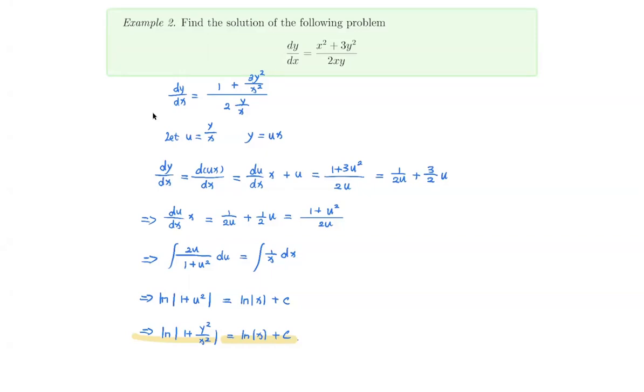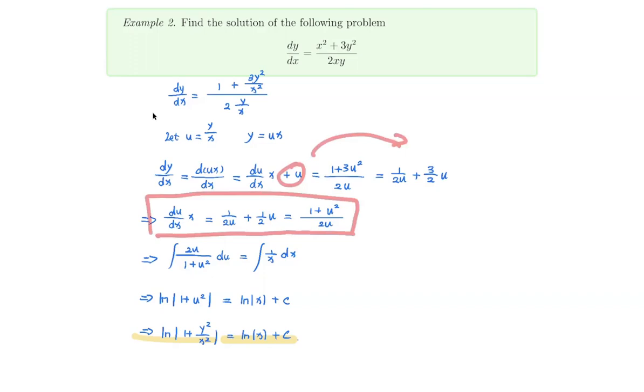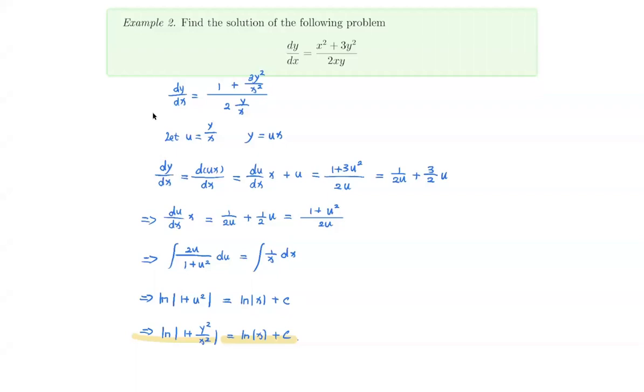That's going to give you 1 plus 3u squared over 2u. And then you move your u to the other side. That's going to give you this, which is a separable differential equation. So we take the integral on both sides. Again, I flipped it because this is really hard to integrate. And then you get this. As you can see, this will give you ln of 1 plus u squared. This is ln of x. So you plug your u equals y over x back in, and you can get this. And that's your final solution.